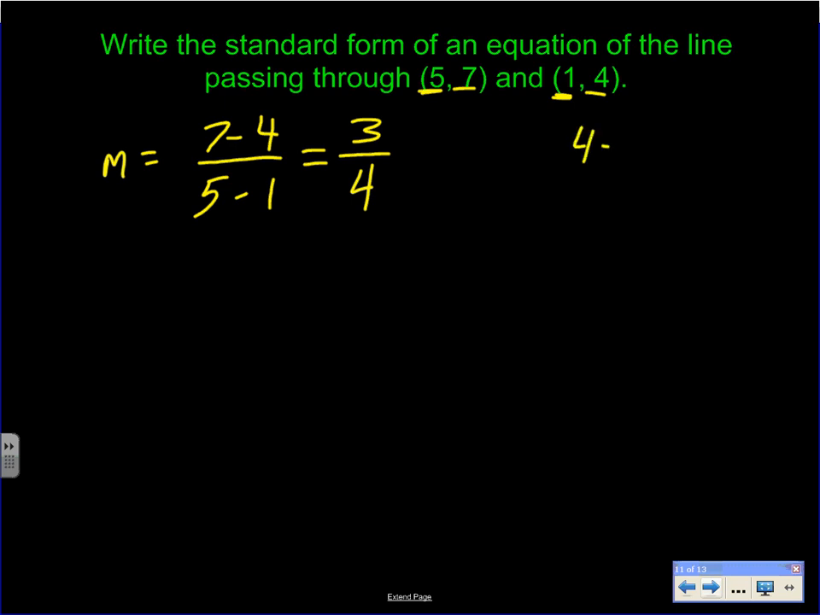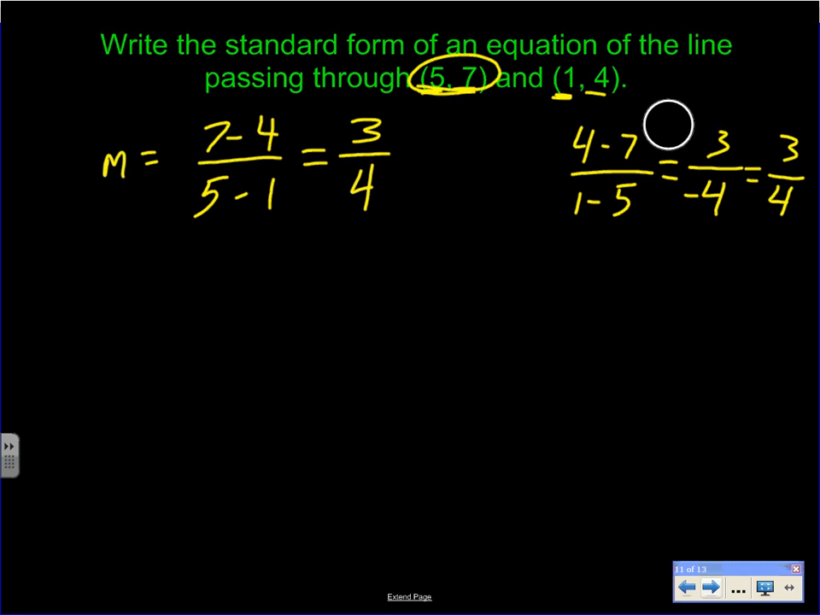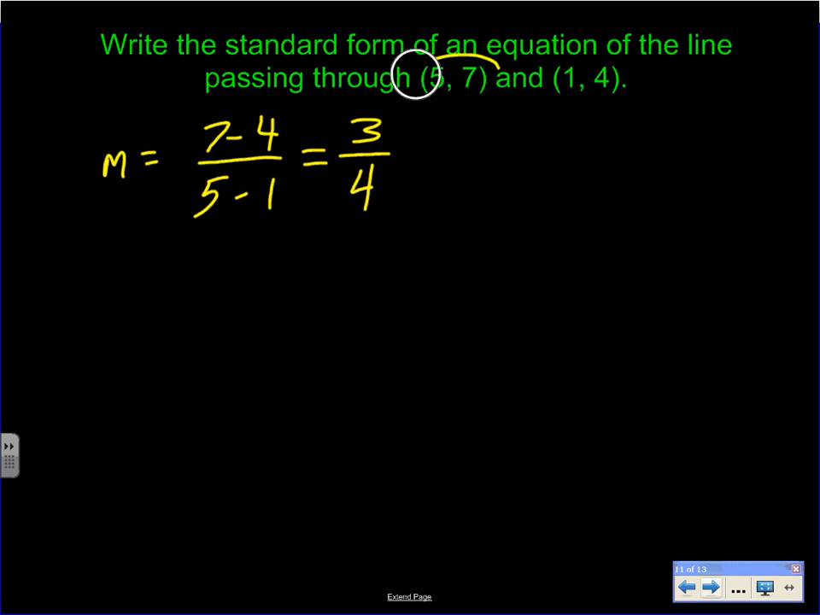If you did it the other way, 4 minus 7, 1 minus 5 gives you a negative 3 over a negative 4, and then you just have one more step in saying a negative divided by a negative is a positive. You still get the same answer. The important thing is that you pay attention. If you put 7 first, 5 has to go first on the bottom. All right, so we have the slope. Now let's go ahead and put this in point slope form.